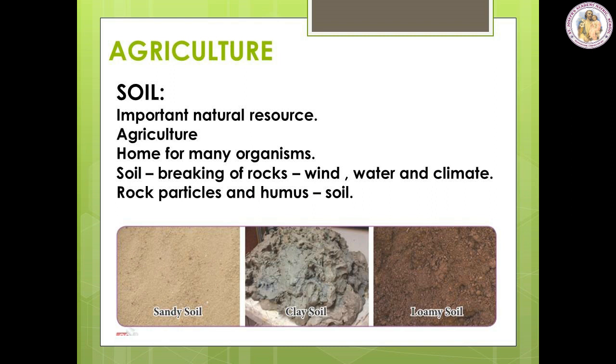Soil. Soil is one of the most important natural resources. It is essential for agriculture. It supports the growth of plants by holding the roots and supplying water and nutrients. It is the home for many organisms. Soil is formed by the breaking of rocks by the action of wind, water and climate. The mixture of rock particles and humus is called soil. The soil is classified on the basis of the proportion of various sizes.